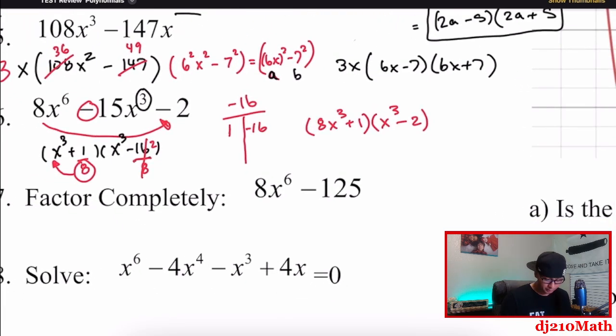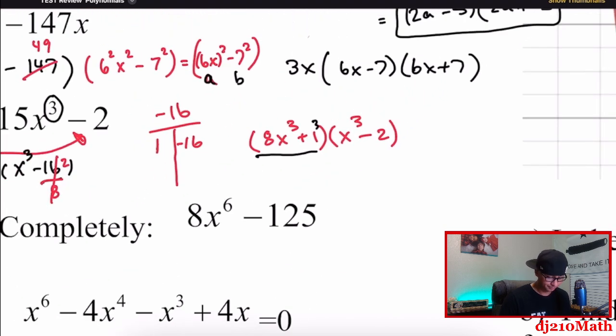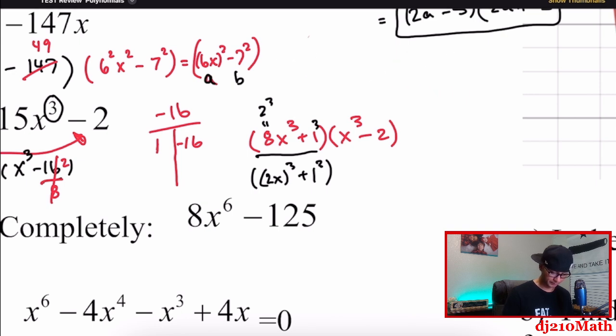Right away I'm noticing that 8 can be rewritten as a cube. And this piece here, we'll call this a sum of cubes, because 1 cubed is the same as 1, and 8 is equal to 2 cubed. So what this is, is 2x cubed plus 1 cubed. All right, there's a nice property that says, what's it say?